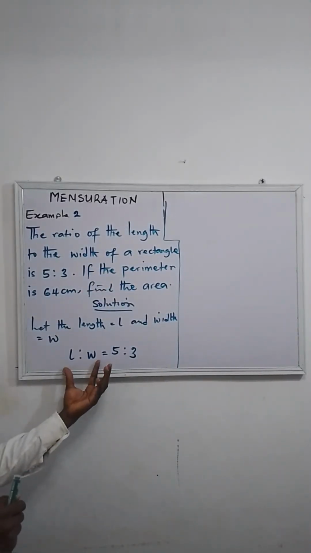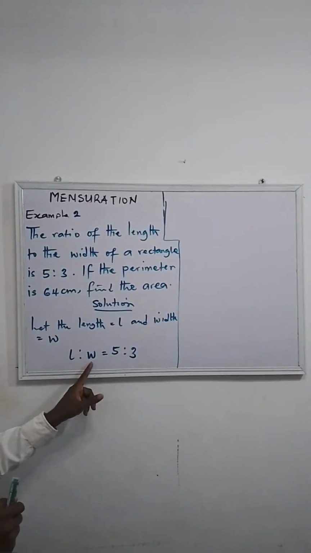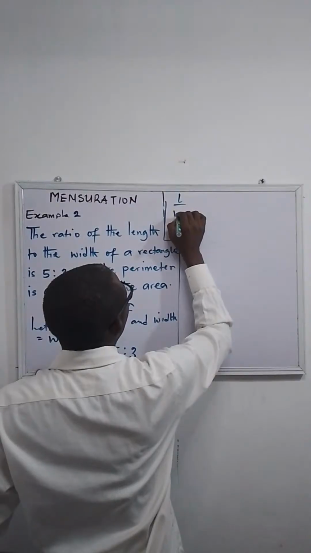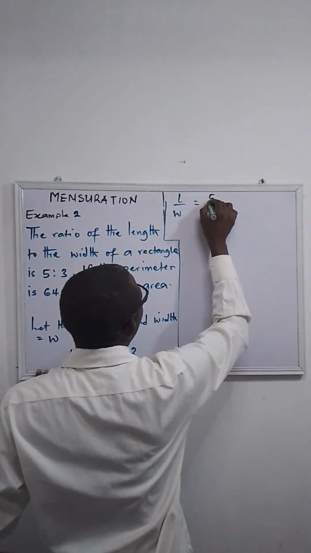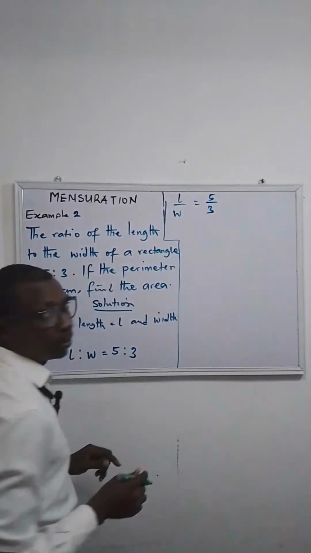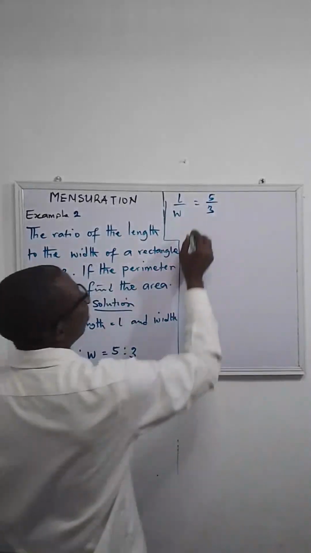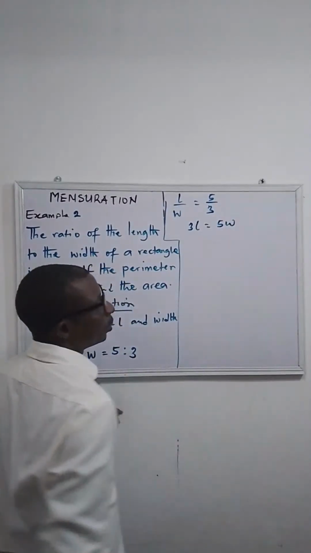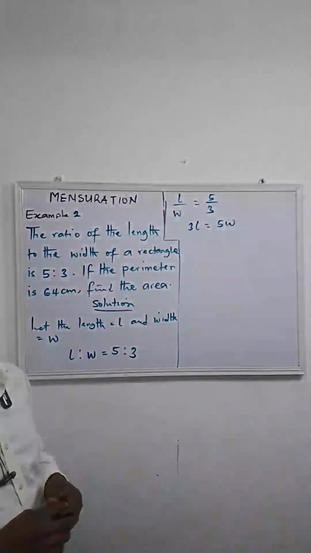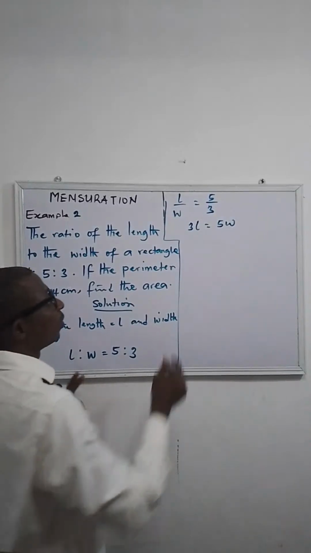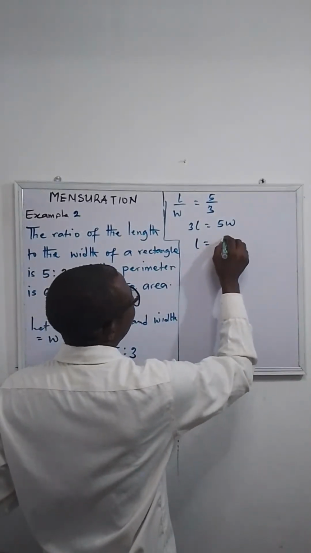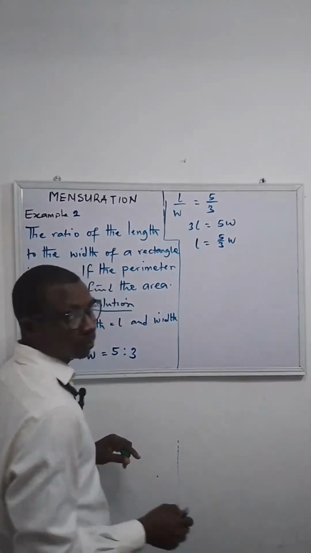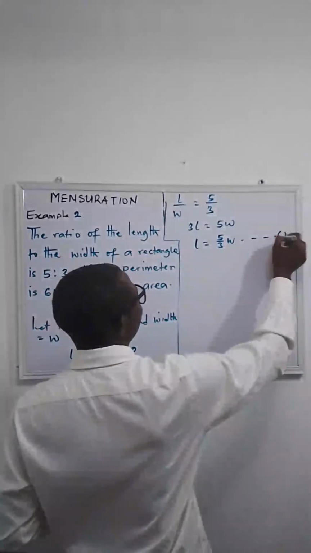So now the ratio is the same thing as division. This divided by this. So let's have it as L over W equals 5 over 3. Here you can cross multiply. So you have 3L equals 5W. So you can make L the subject of the formula. So we have L equals 5 over 3 W. Okay, let's call that equation 1.